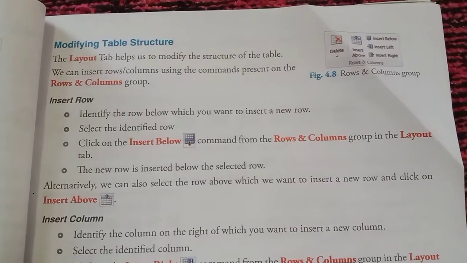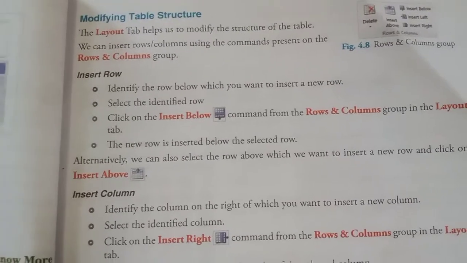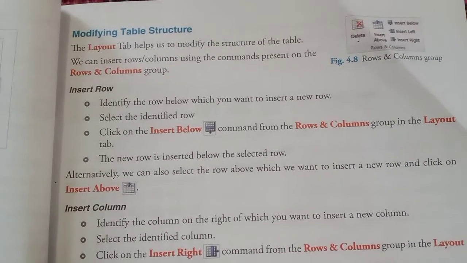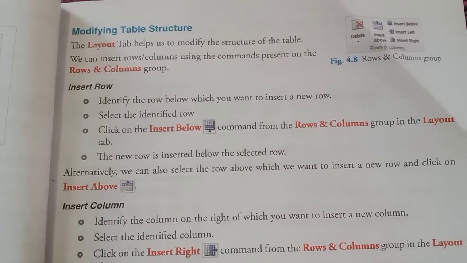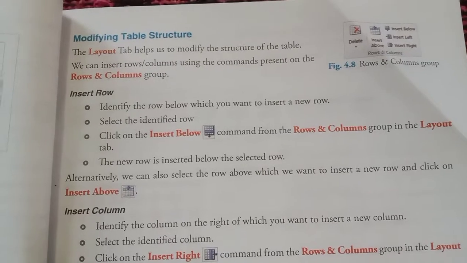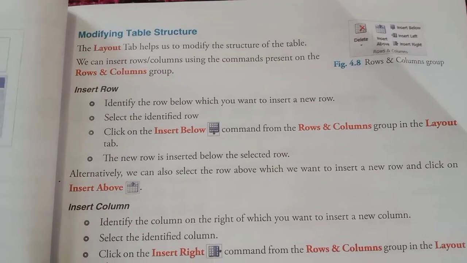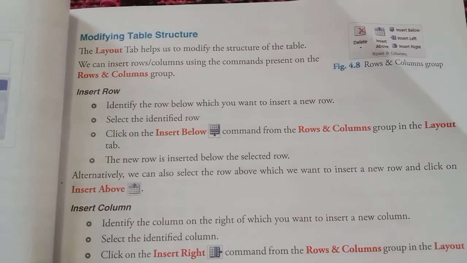To change the cell size, if you want to change the size of the cell, this one is also a long method. We can change the height of the row and the width of the column. The measurement is mentioned in centimeters. First of all, select the cell or row whose height you want to change.